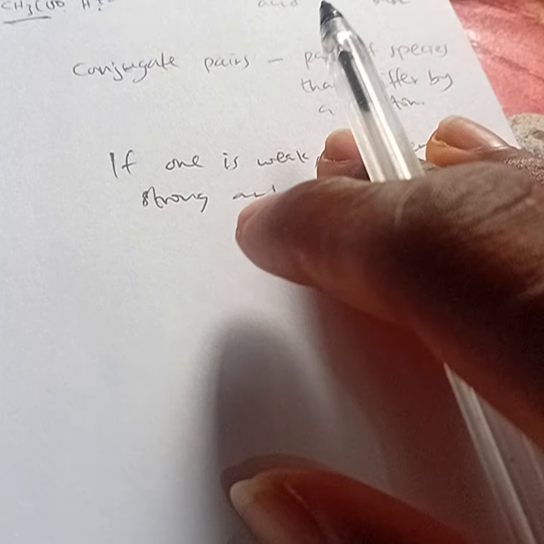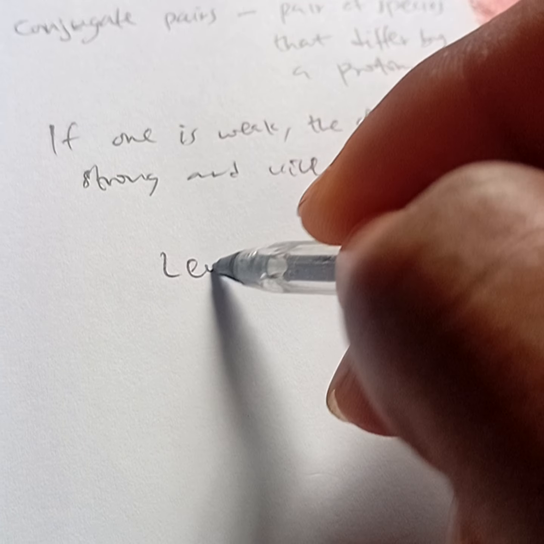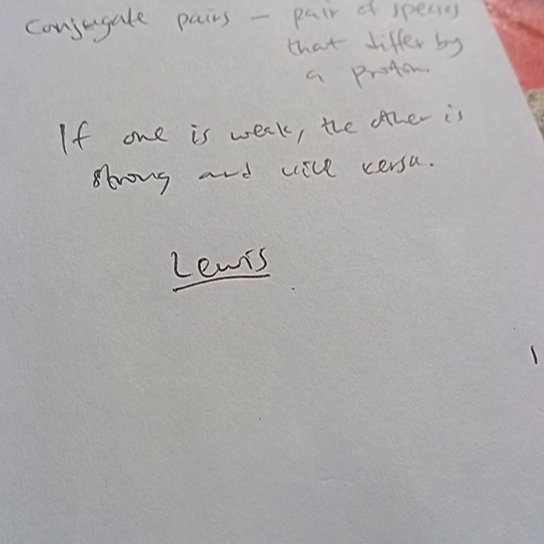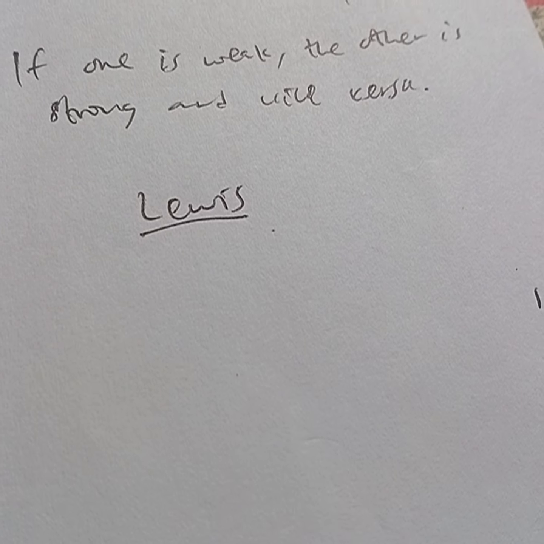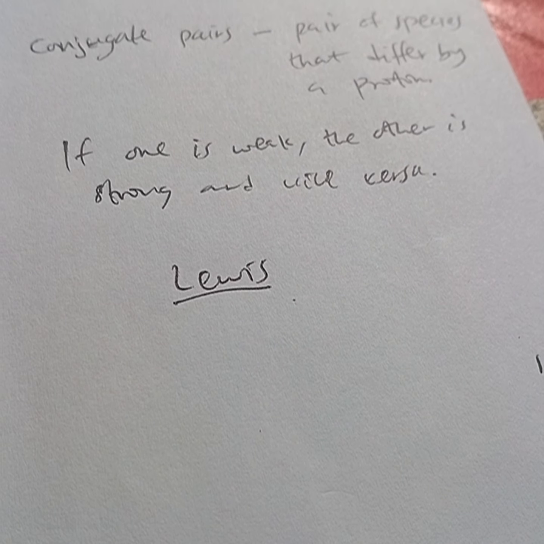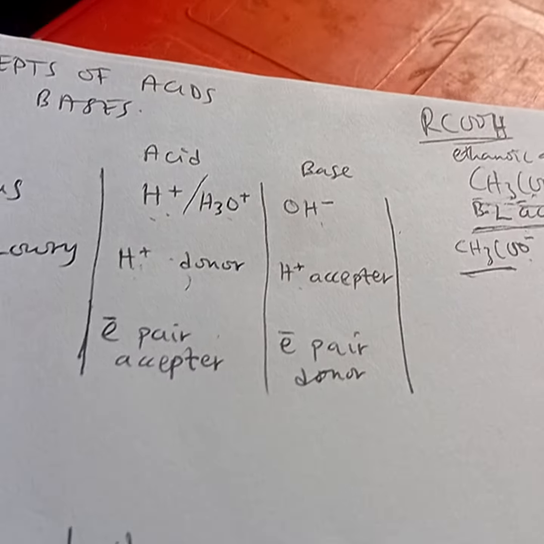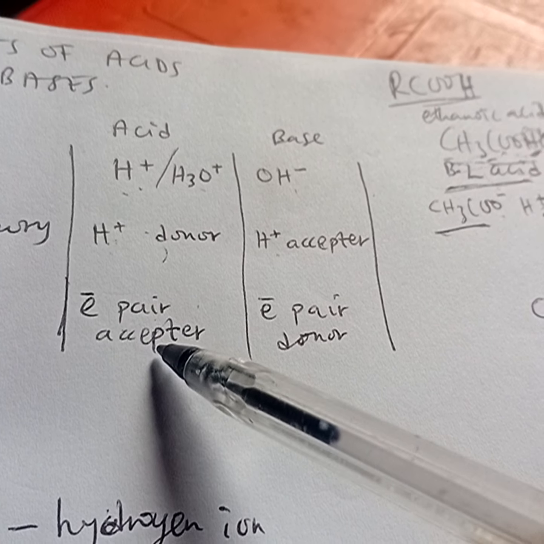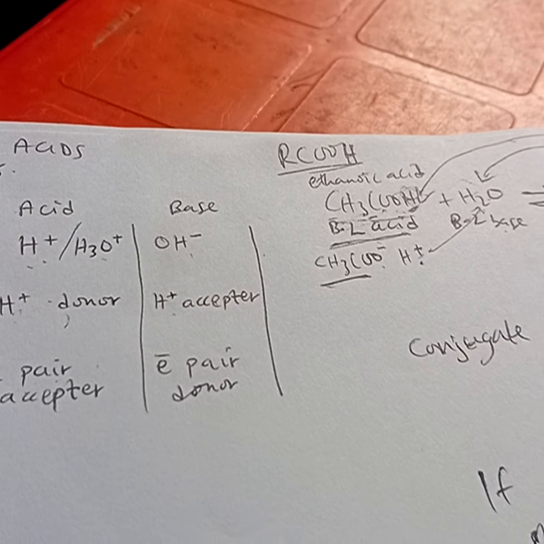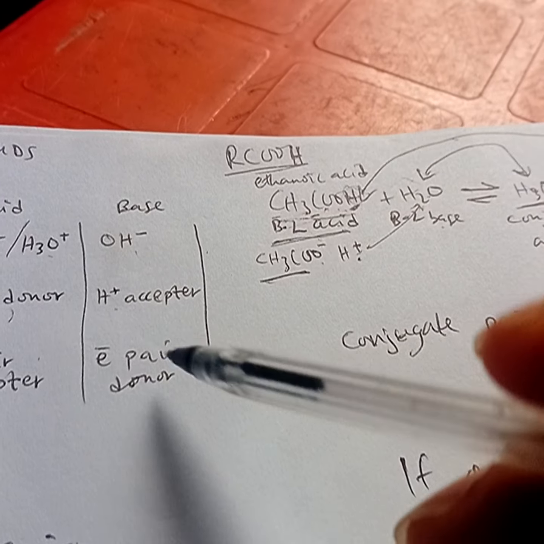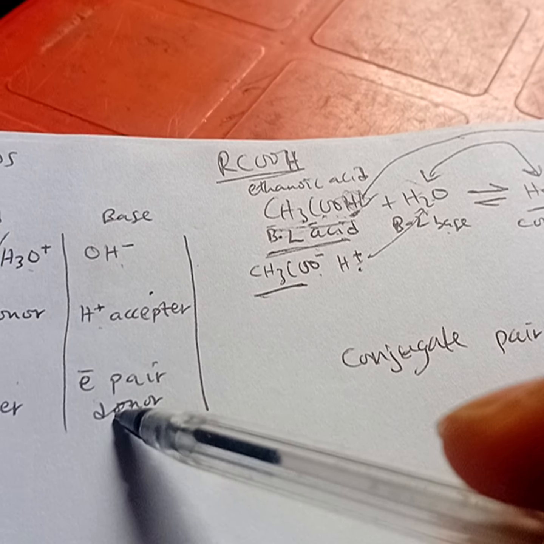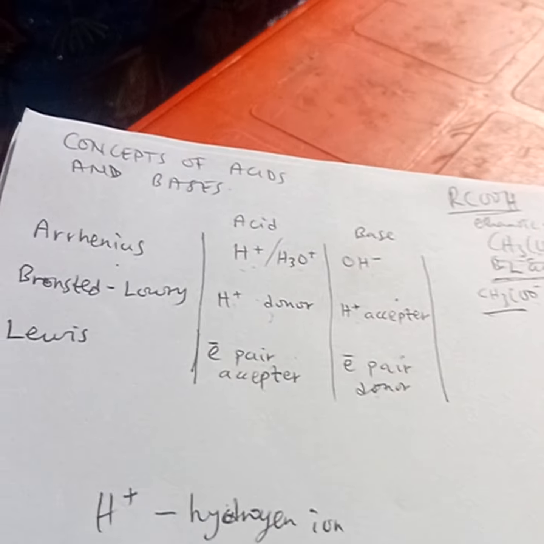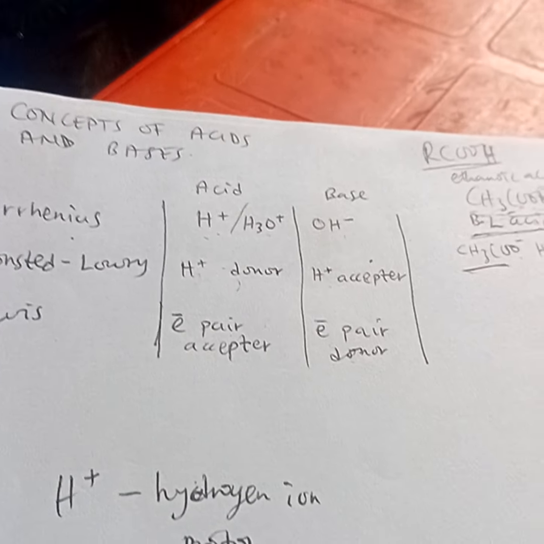Now we move on to what? The Lewis concept of acids, bases, and salts. So what is Lewis saying? If you are an acid, you have empty orbitals to accept an electron pair. So, electron pair acceptor. And if you are a base, you have what? Lone pair electrons, and then you'll be able to donate. So, electron pair donor. That is what the Lewis concept is saying.